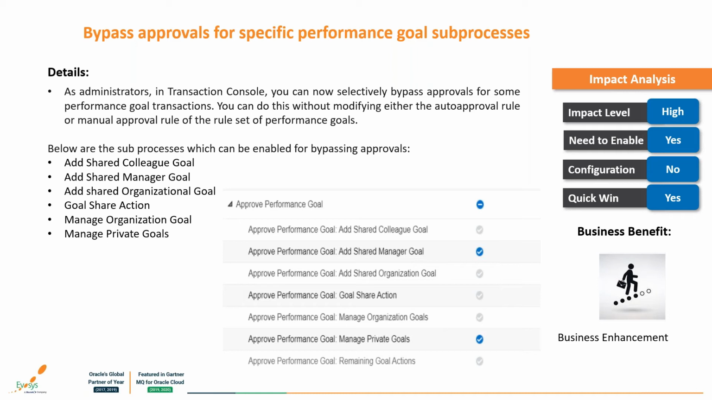So this is a very good functionality which gives more flexibility to HRs to reduce the transactions. For example, adding a private goal is something which should not require any approval. So we can just bypass it, and it will save some transactions.